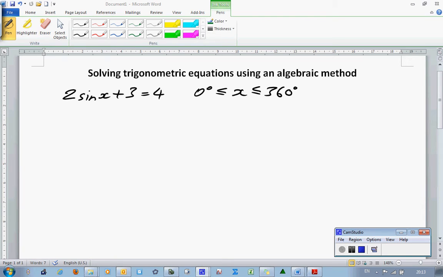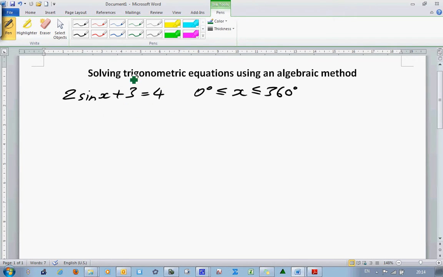Okay, in this video we're going to look at how we can solve trigonometric equations using algebra. And as you can see, we've got an example there already set up: 2 sin x plus 3 equals 4 across the domain 0 to 360 degrees. Clearly, because it's in degrees, our solutions will also be in degrees. So this is how it works.